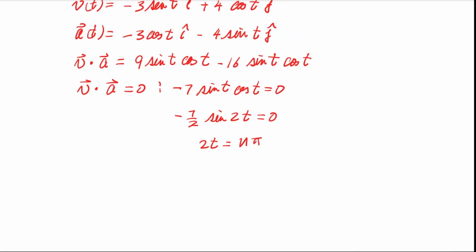Say yes. Yes. K pi? N pi? Whatever, right? You're used to K pi from last year. So then t is equal to n pi over 2. How about that? It happens over and over and over.